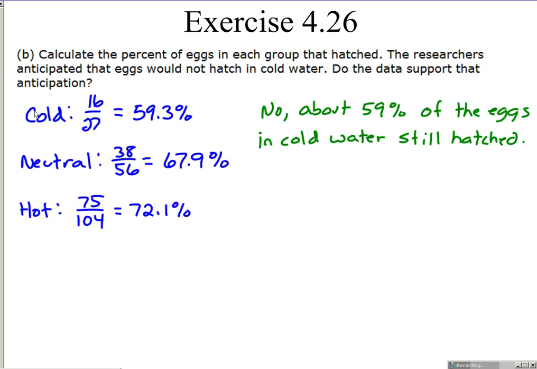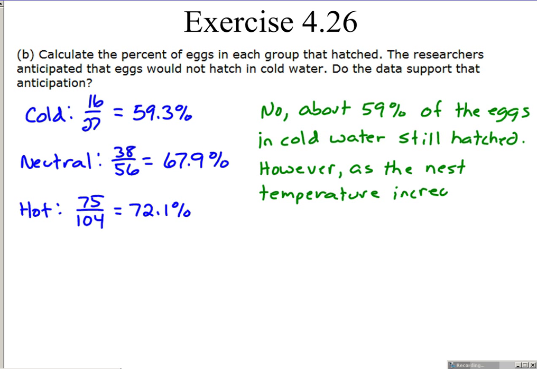What can we say beyond that? Well, we can clearly see that as the water temperature increases, or the nest temperature increases, however you want to say it, we get a higher percentage of eggs that hatch. As the nest temperature increases, so does the percent of eggs that hatch.